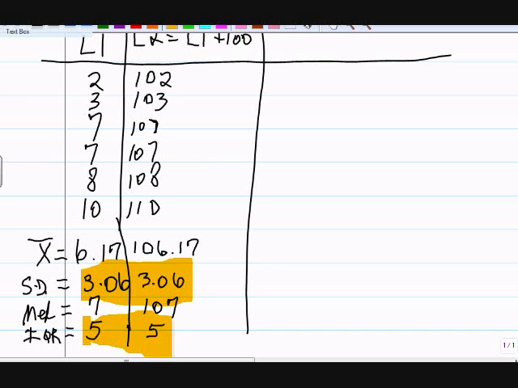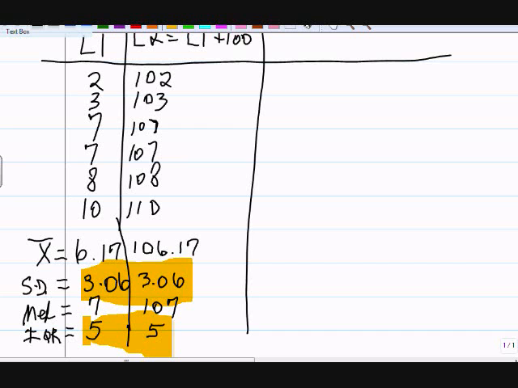Why do you think the spread hasn't changed? I just took a set of data and I moved it over. I didn't change how much it was spread out. Just took the whole set and moved it right over on the axis. Okay?